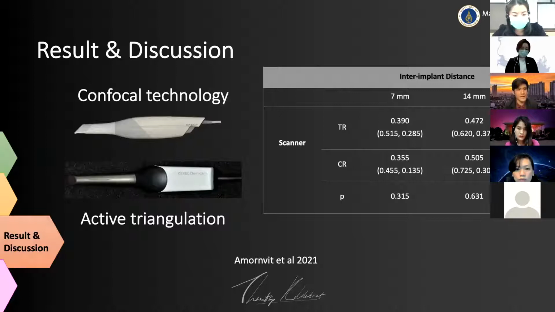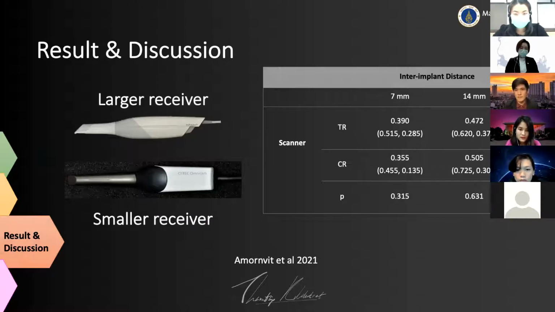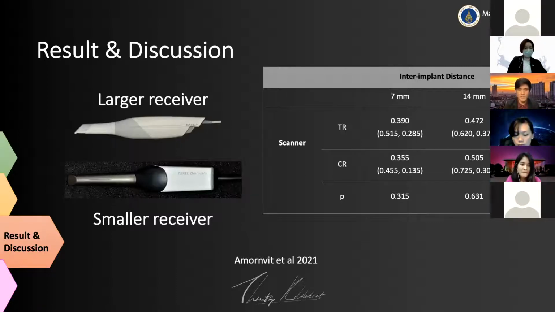Because of the larger receiver size, it is beneficial in the large edentulous site. So I would suggest that if we are going to scan a larger edentulous site, we may have to choose a scanner that uses the confocal principle. For a smaller edentulous area, with a smaller receiver, like the CREG OmniCam in this study, it is more proper for single-unit abutment, single-unit implant, or a single crown, in a smaller area. In a larger area, it is going to be inferior to the larger receiver size.